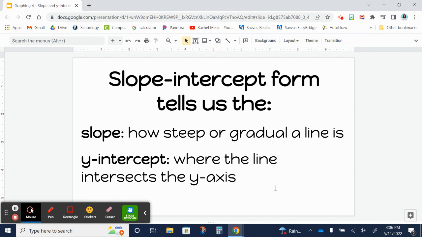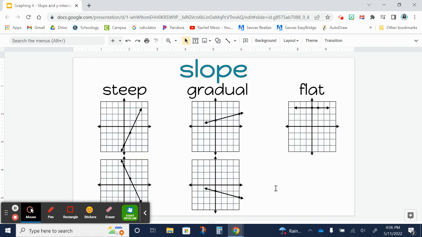Things that we need to know to do this is what slope is. Slope stands for how steep or gradual a line is. Kind of think of a hill. Is it steep or is it gradual? And then y-intercept is where the line intersects the y-axis. Okay, we'll learn a little bit more.